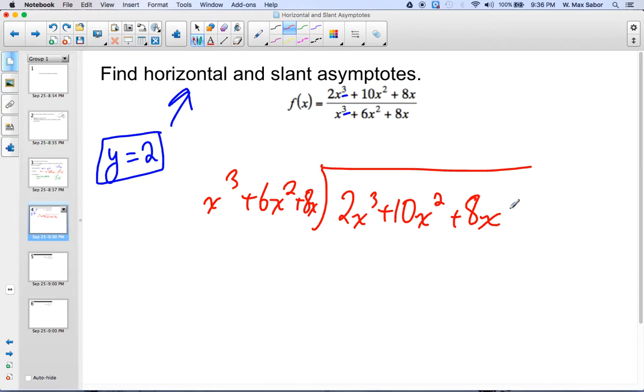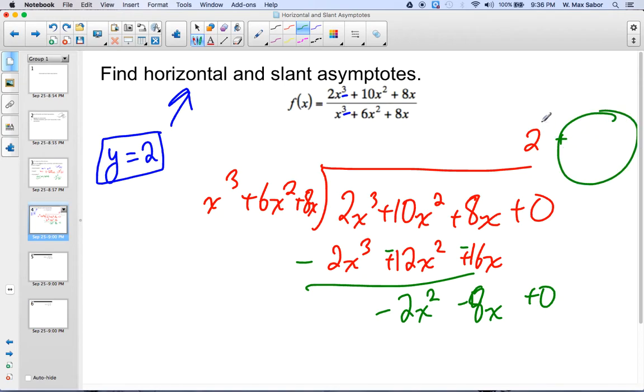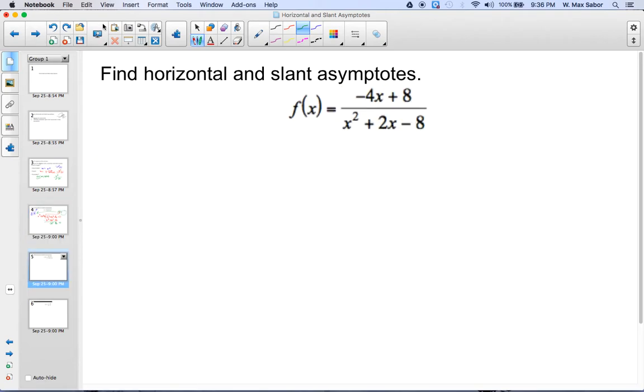And how many times does this go in? Well, it goes in 2 times. So we get 2x cubed plus 12x squared plus 16x. I'm doing 2 times the denominator. And then when we subtract, we get negative 2x squared minus 8x plus 0. But at this point, anything that we do will be all in the remainder. So that's why we got 2 as the horizontal asymptote.